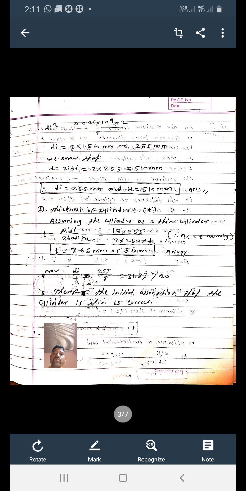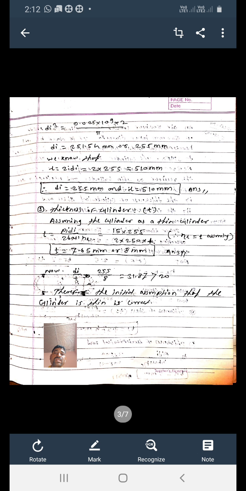t is equal to pi di divided by 2 sigma all into nL is equal to, put the value, p is equal to 15, into di 255 divided by 2 into sigma all 250 into nL. nL is the efficiency of the longitudinal joint. This efficiency is not given in your numerical, then assume the value of that efficiency is equal to 1. Remember that, very important. Don't write any other value, only write 1. Then you will get t is equal to 7.65 mm or 8 mm. This is the third answer.